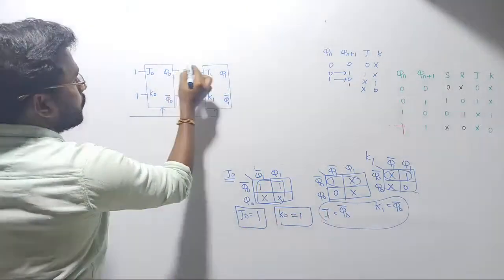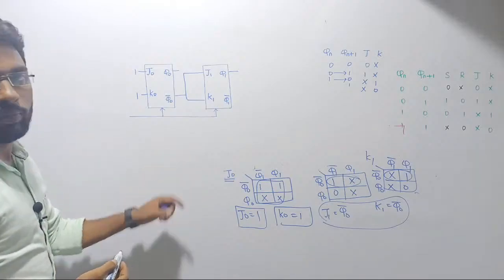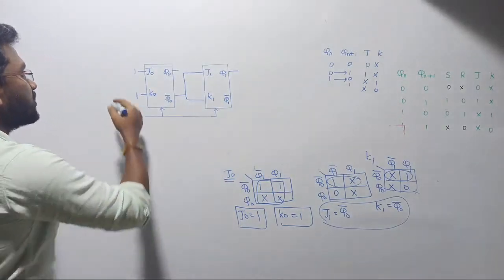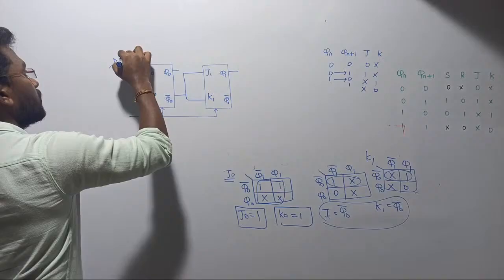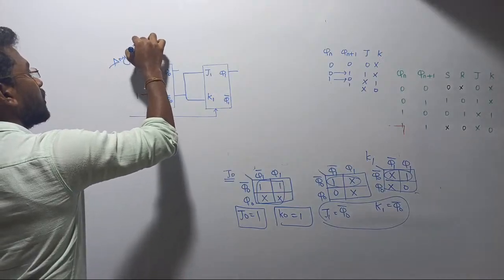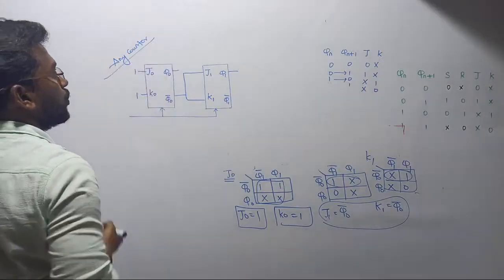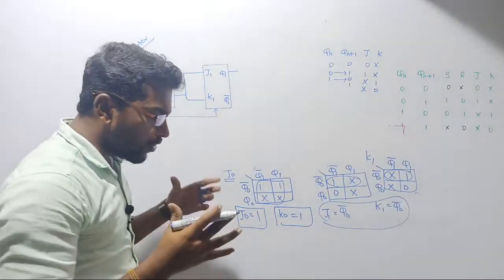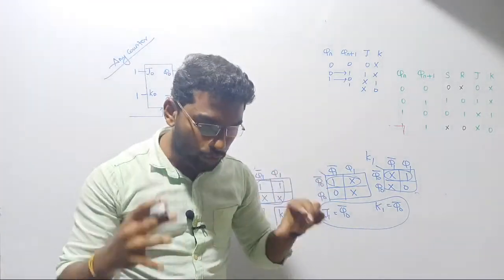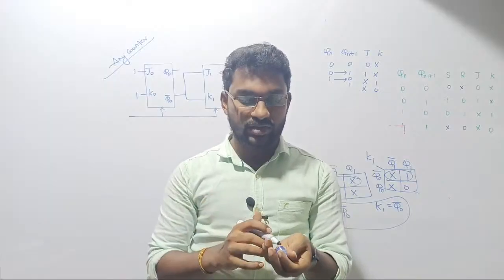So that is how we are simply designing the JK flip-flop counter. That is any counter, right? So the conclusion is what? Any counter can be implemented like this. Clear? Any counting could be possible. So the conclusion is what? The beautiful observation is, you are supposed to travel along with the synchronous counter, right?